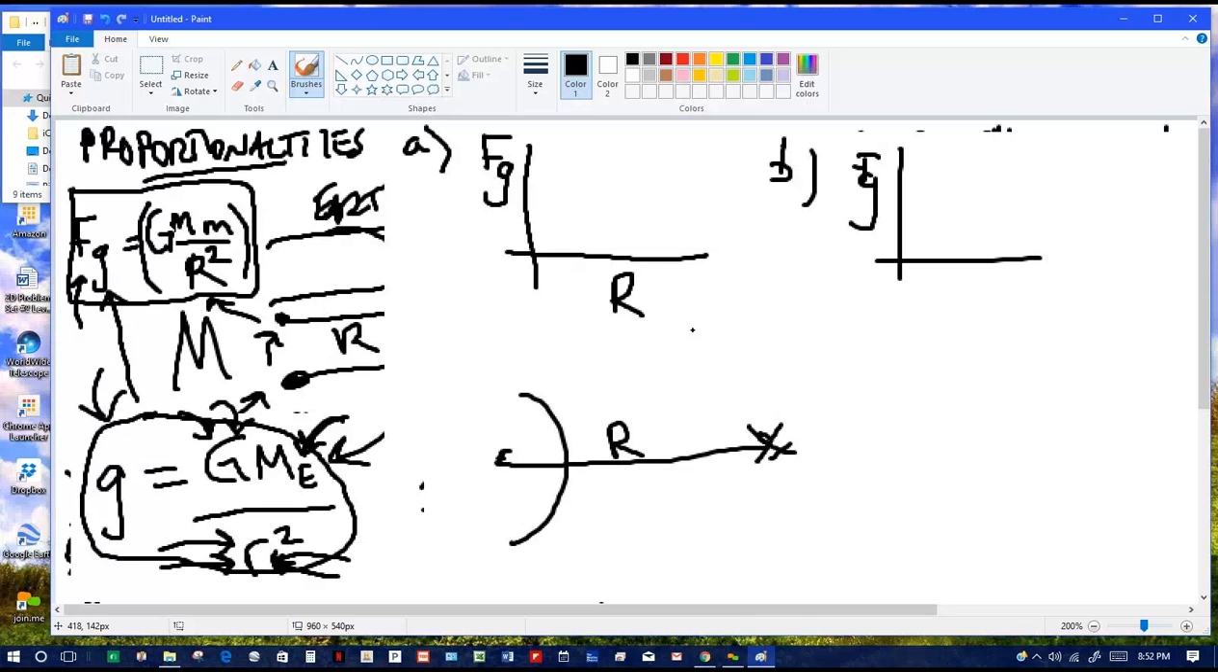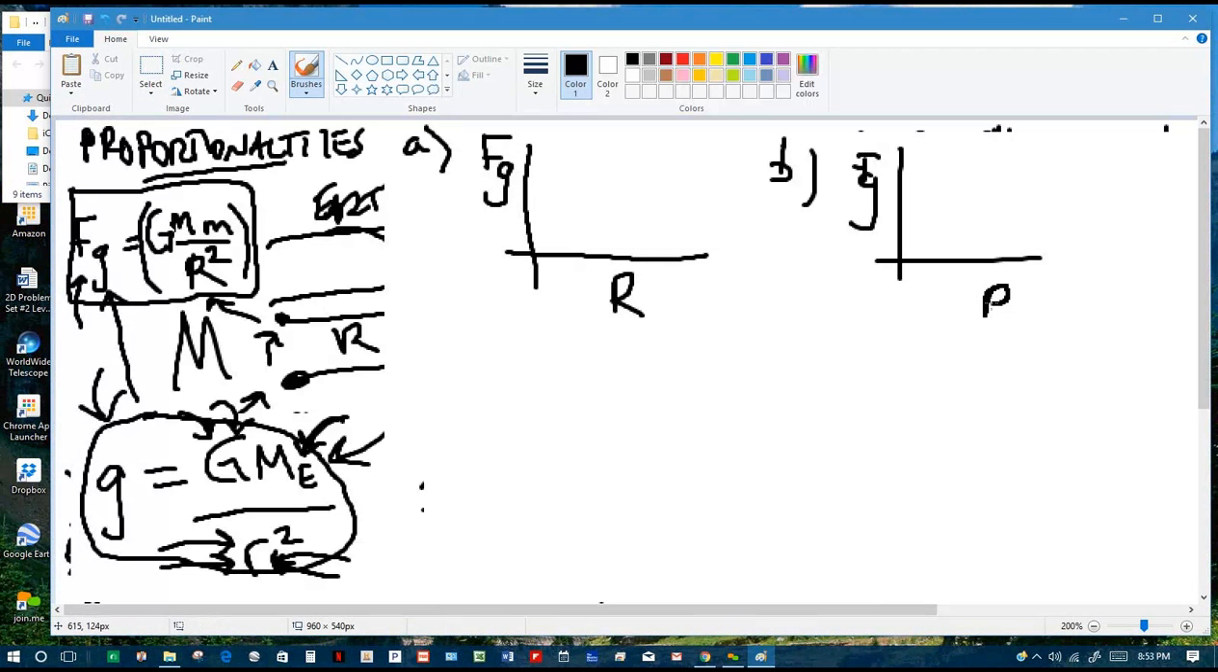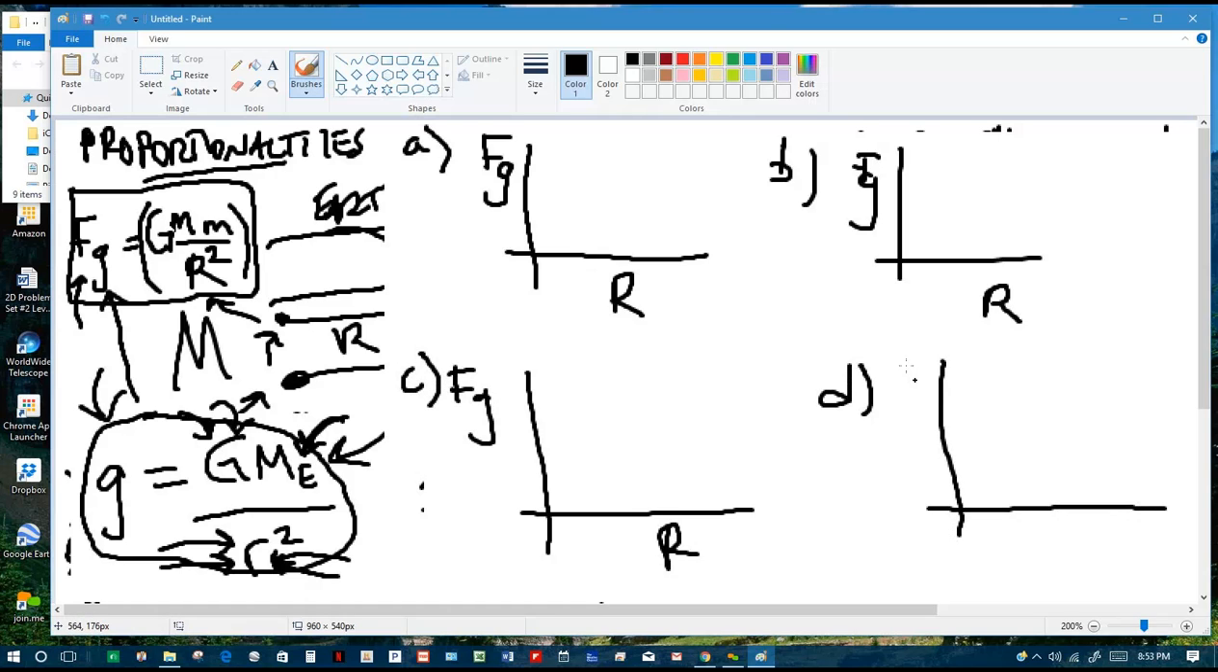But anyways, could you just describe to me in words? I guess that's not very efficient, so I will give you 4 choices. Have FG on the y-axis and r on the x-axis. Would it be A? Hold on, let me give you 4 choices because the AP exam will do exactly that. It's always A through D.